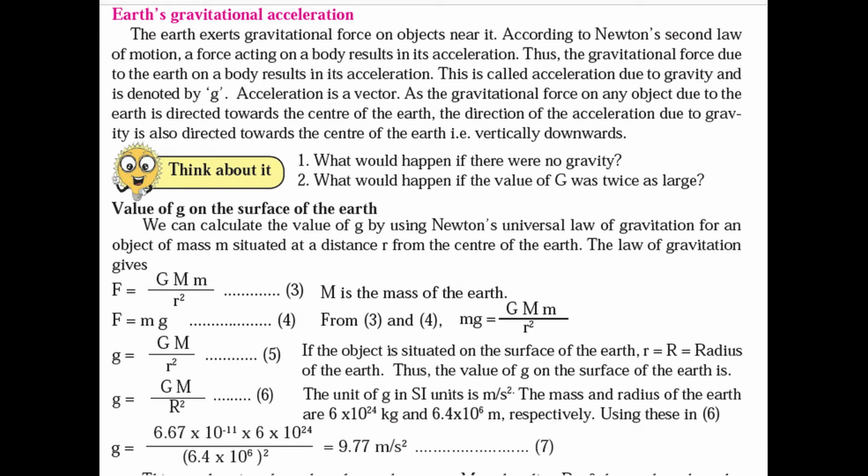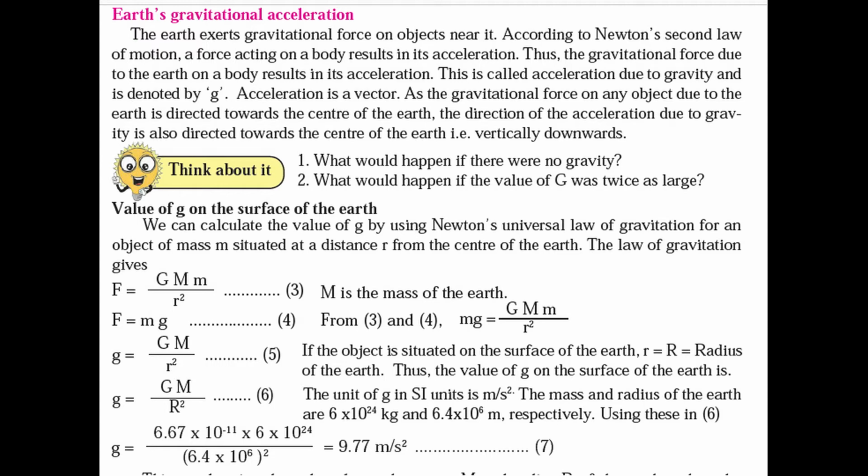Now let's move on to Earth's gravitational acceleration. The Earth exerts gravitational force on objects near it. According to Newton's second law of motion, a force acting on a body results in its acceleration. Thus, the gravitational force due to the Earth on a body results in its acceleration. And this is called acceleration due to gravity, and it's denoted as small g.